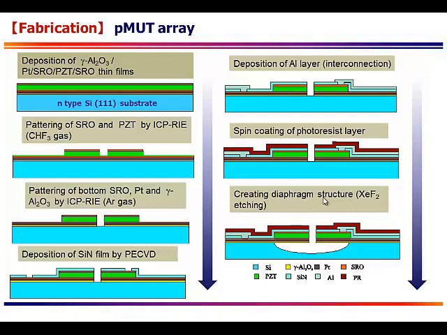Then the silicon nitride insulator we deposited by PECVD at 300 degrees centigrade. And the aluminum layer for interconnection we deposited by electron beam evaporation. Another nice thing is we also deposited photoresist. You can ask why we need to deposit photoresist. Basically, for application, you need some impedance matching. So for testing purposes, we just use the photoresist for impedance matching. Then we created the diaphragm structure by gas fluoride etching.